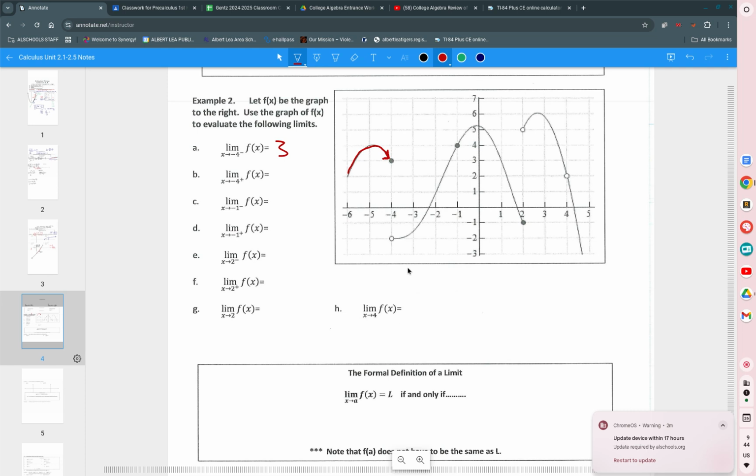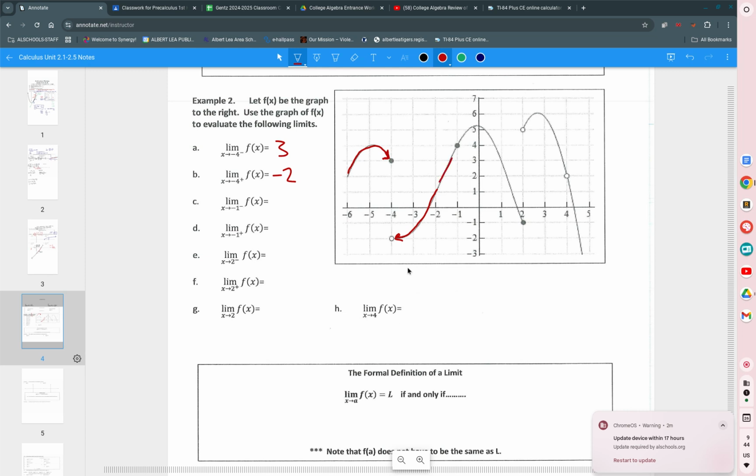In this situation, I approach -4 from the right. What is the output getting close towards as I go from -3 to the right? -2. Notice how it's an open circle. You can have a limit at a filled in circle. You can have a limit at an open circle. See that? This one, limit as x approaches -1 from the left.